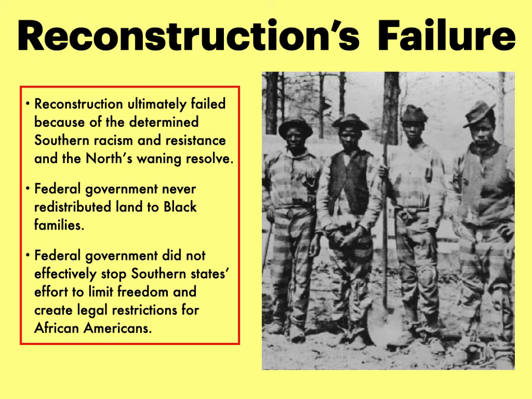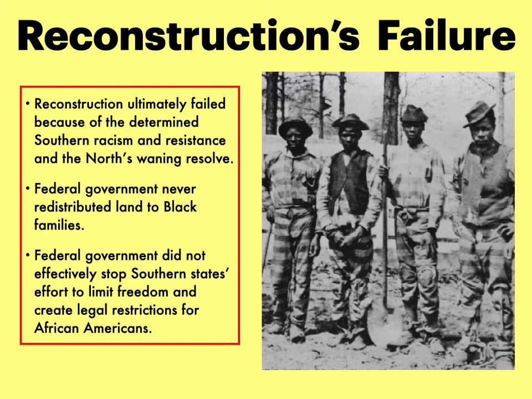However, there were devastating failures to Reconstruction that we cannot ignore. These include, first, Reconstruction ultimately failed because of the determined Southern racism and resistance and the North's waning resolve. When an economic crisis struck in 1873, many politicians took their focus off of Southern Reconstruction and focused more on propping up the capitalist financial interests in Northern states. This allowed the Southern Redeemer class of politicians to fill that vacuum, determined to bring back their white supremacist planter aristocracy. The federal government never redistributed land to black families.